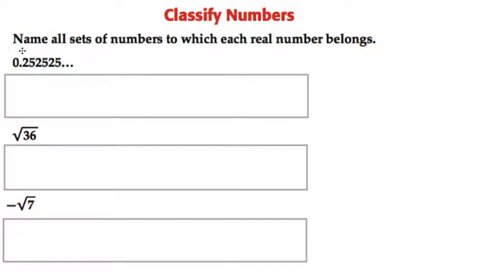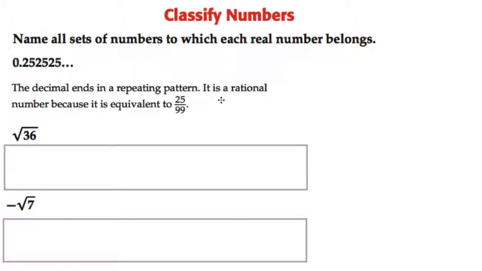So what's going on with this decimal? Well, it looks like it's repeating. So remember, a repeating decimal is definitely a rational number. It can be represented as a fraction. So it is a rational number because we can write it as a fraction. And there's the fraction that's the equivalent. If you were to take 25 divided by 99 on your calculator, you would get 0.252525, and it would keep going forever.